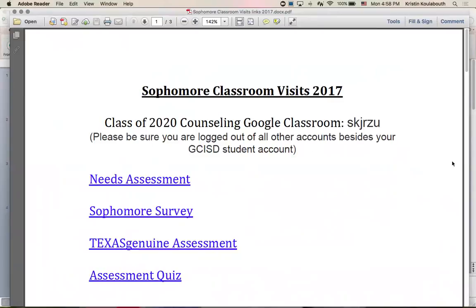So once you're on the Google Classroom, this paper that I have up, the Sophomore Classroom Visits, is the most recent assignment on that Google Classroom. If you will open that, and if you're having any issues with it, please be sure that you aren't logged into any other accounts, just your GCISD student account. When you look at this, it has 4 links on it. And I know that that looks like a lot, but this is just some information that we need from you.